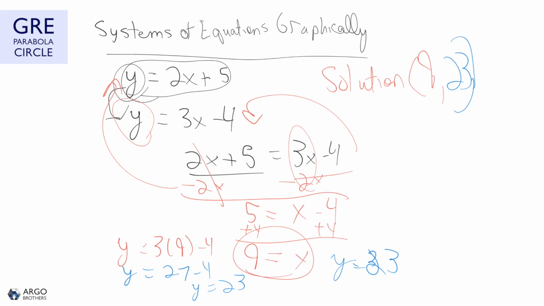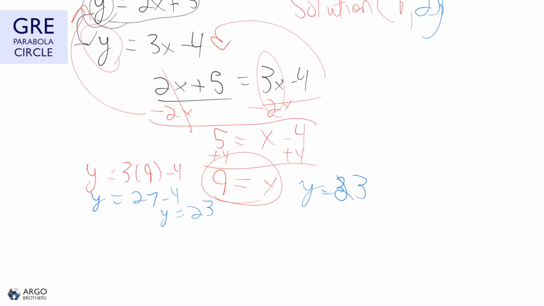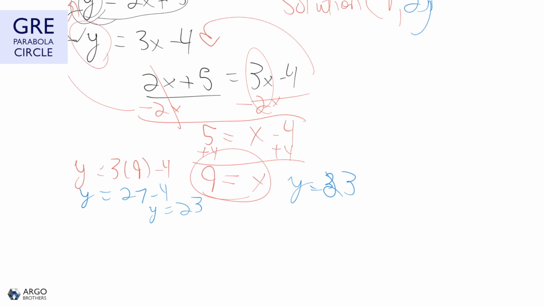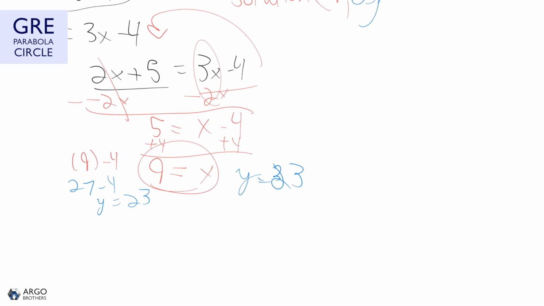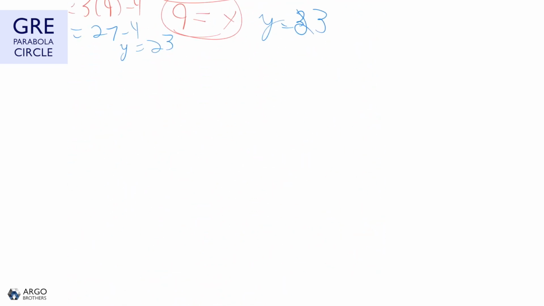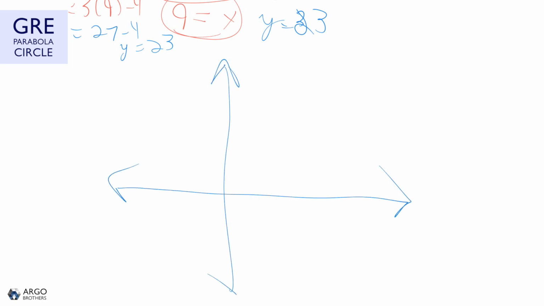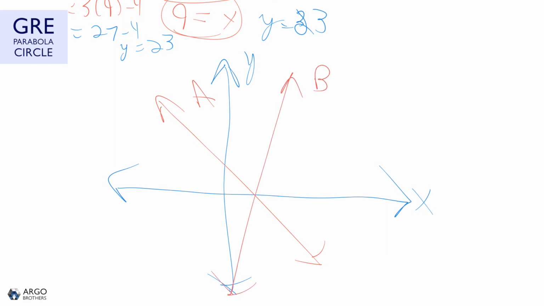But then what does this mean graphically? We have two lines and we found a solution. Well, what that means graphically is that the two lines intersected. So I'm going to draw two arbitrary lines right here. We have x and y, and I'll label the first line A and the second line B. They're definitely not parallel, but we have this point here where they intersect, where they touch, and that point here is the solution set.